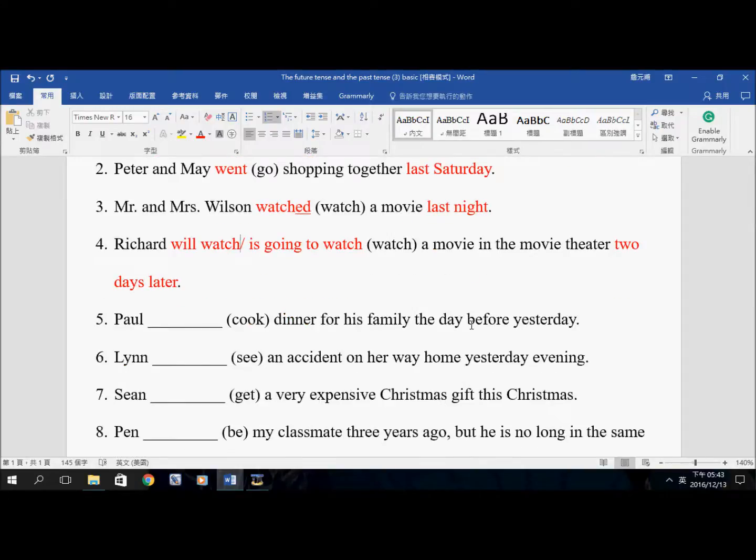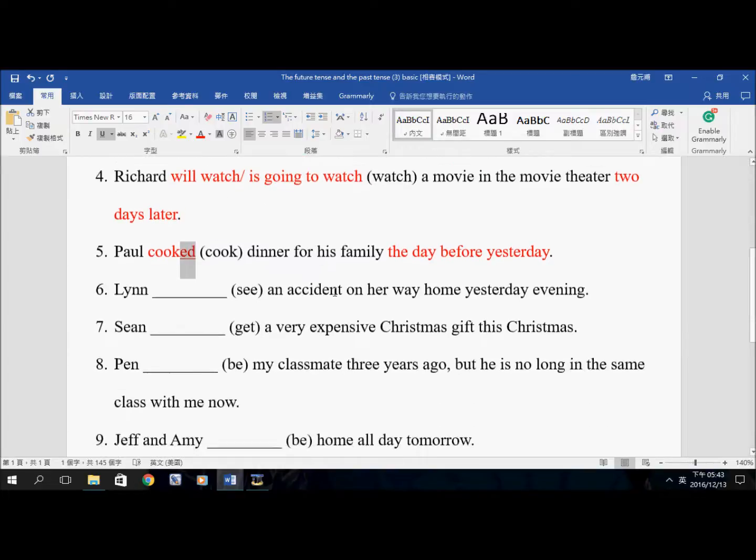Now number 5. Number 5, again, let's look for the time marker. The time marker is right over here. The day before yesterday is talking about the past. So we have to use the past tense. The past tense of the word cook, it's a regular verb, so the past tense is cooked. Now remember the ed at the end sounds t, cooked. So Paul cooked dinner for his family the day before yesterday. Let's take a look at number 6.